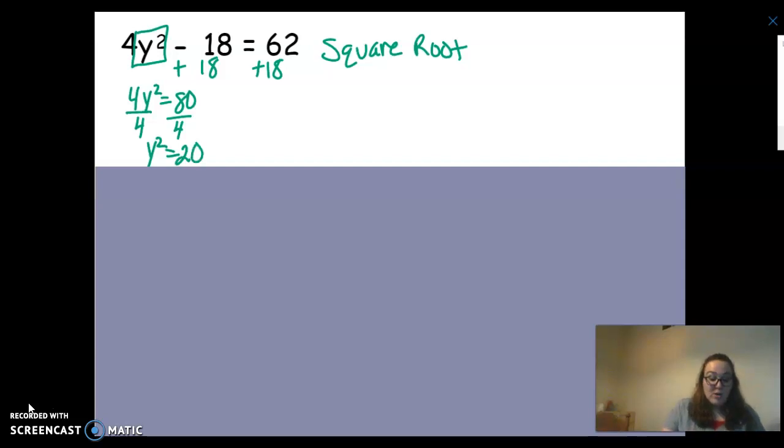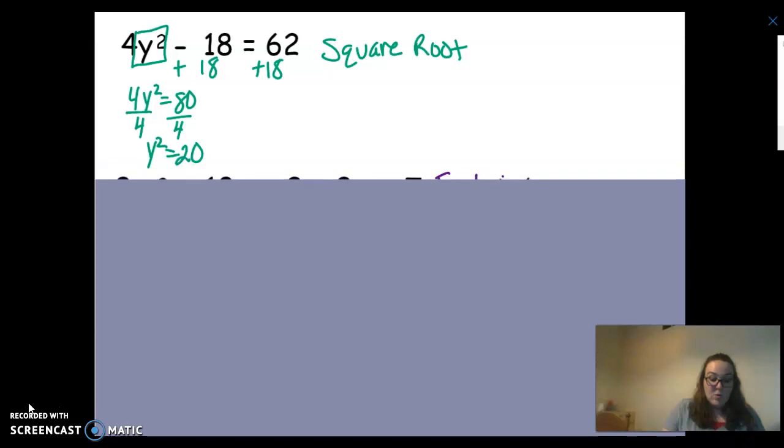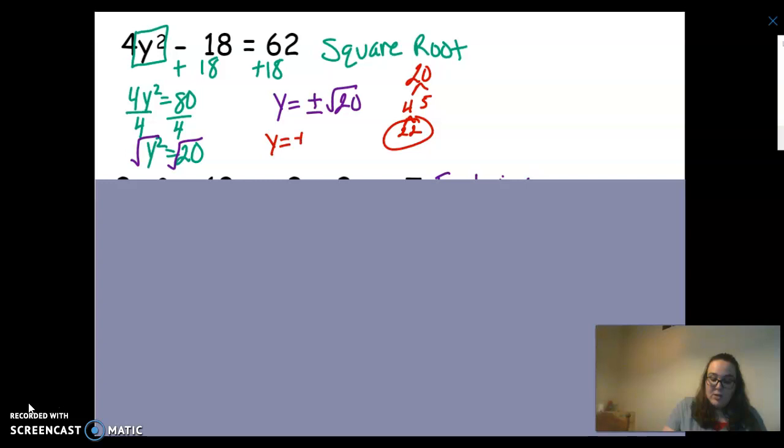Remember to get rid of the squared, we're going to square root both sides. And now I have y equals, well, not y squared, I misspoke there. I have y equals plus or minus, because that's how I'm going to get two answers, square root of 20. Now remember, I'm not going to leave it as square root of 20. I'm actually going to simplify that. Broke it down. Hey, look here, I have a pair of 2's. So my final answer, that 2 is on the outside with a 5 on the inside. So that first question was a square root question.